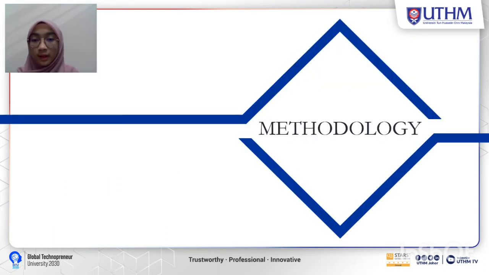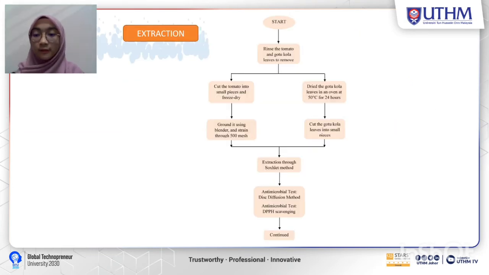Now, I will continue with the methodology part. Firstly is the extraction method. The first early steps are the sample preparation step. After the sample is prepared, it will go through the Soxhlet extraction method, and then the extracted product will be tested on its antimicrobial properties through the diffusion method and its antioxidant properties through DPPH scavenging assays.